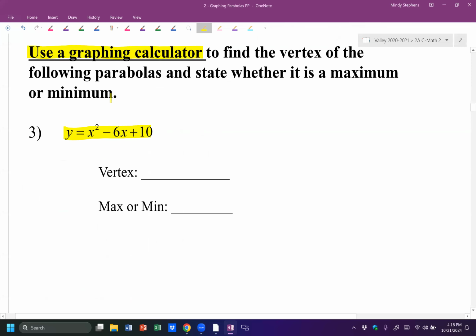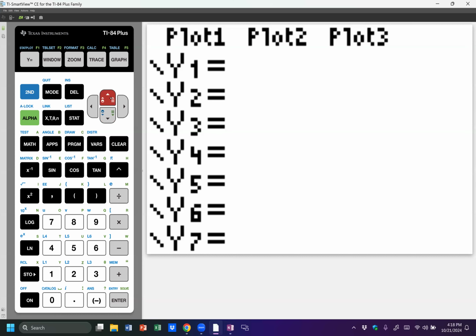So the equation has an x squared first. When we type the x, we're going to use the button that's right below mode. It's red on my screen right now. It's got an X, a T, and then a circle with a line through it and an N. So that is the X button. If you ever want to do an X, you push that button. It's right below mode, close to the top of your screen.